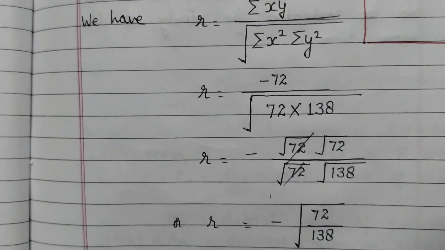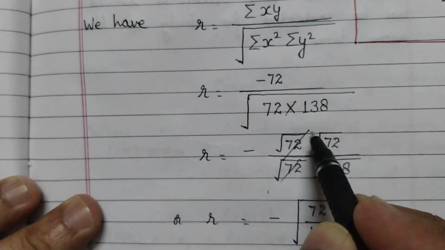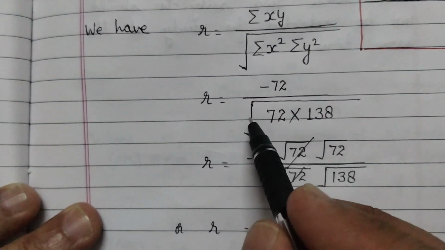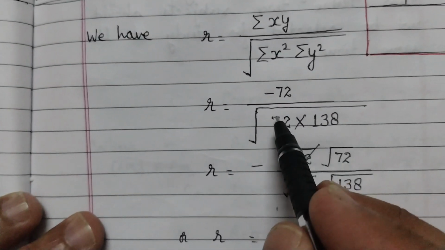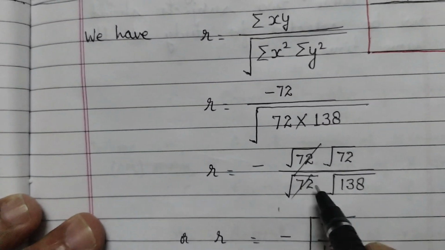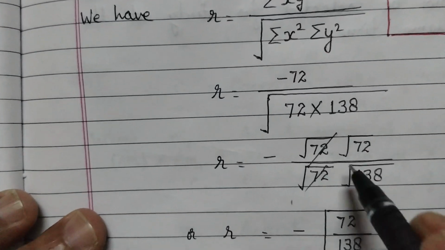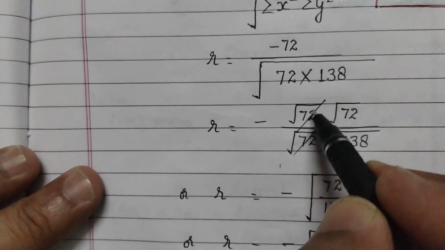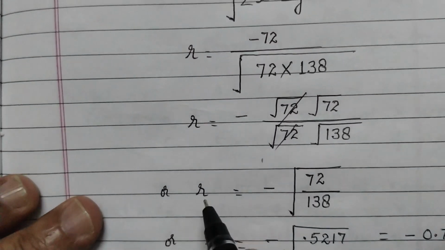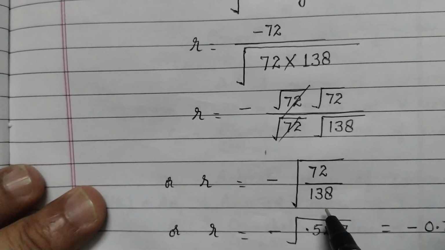So what little mathematics is applied here. 72 can be written as under root 72 into under root 72, which is equal to 72. Now the square root of 72 multiplied by 138 is a product, so we can write it as 72 in one square root and 138 in another square root. So cancelling under root 72 in numerator and denominator, what is left is r is equal to minus within square root 72 upon 138.